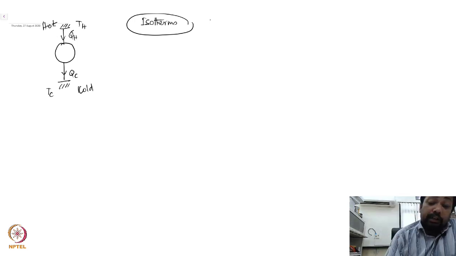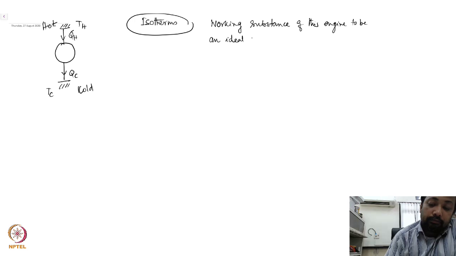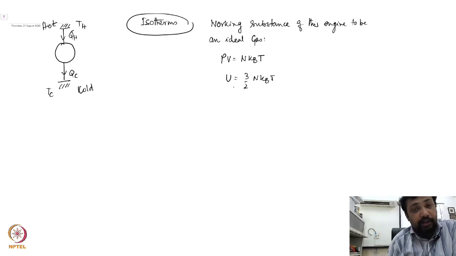Well, if you take the working substance of this engine to be an ideal gas, then I know for the ideal gas PV is equal to NkBT, right? And the internal energy of the ideal gas is 3/2 NkBT. If you want to be more general, you can take this factor depending on the type of ideal gas. So we will consider the ideal gas to be monoatomic, made up of monoatomic particles.